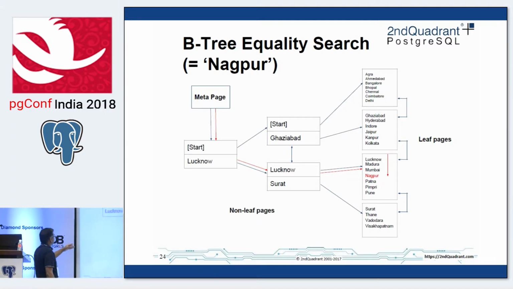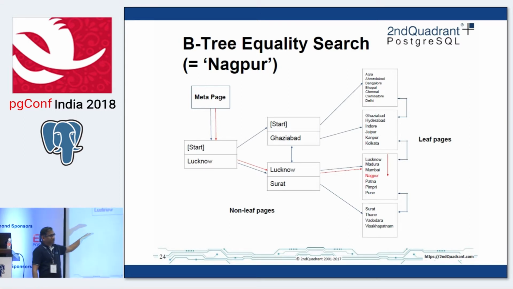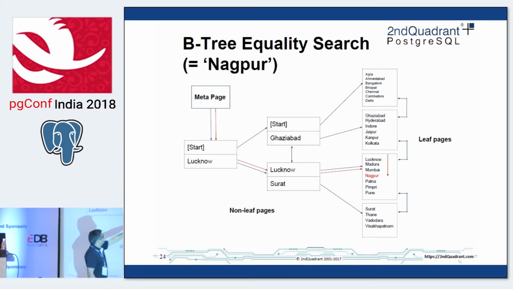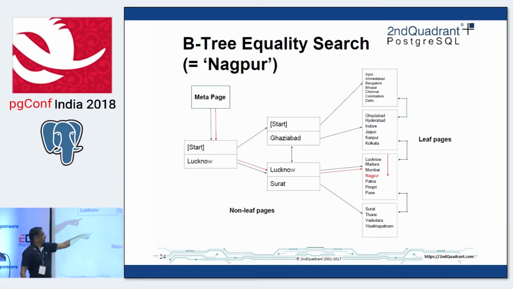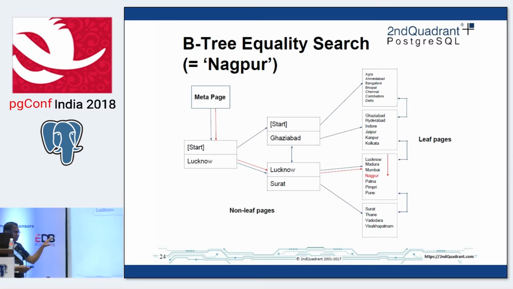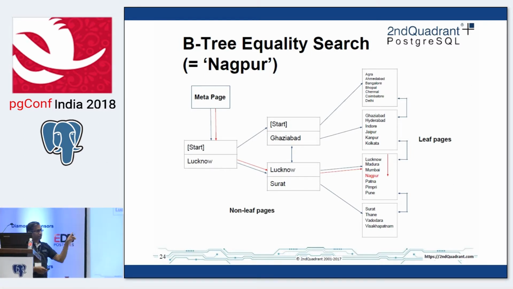Now since Nagpur is greater than Lucknow, we decide to follow the second branch. And within the second branch, since Nagpur is between Lucknow and Surat, we would follow the first branch to get to the actual leaf node. Within the leaf node, you would do a sort of binary search to find the actual heap tuple.